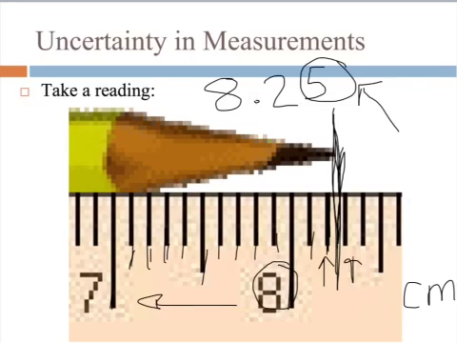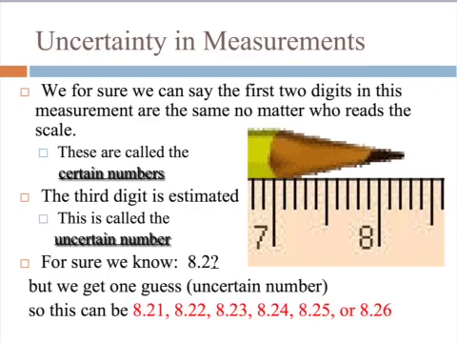Whatever you want to make it, you can make it. If you saw 8.29, that's fine. Do whatever you'd like in that spot. That is your judgment call. So in other words, for sure we can all say that the first 2 digits in the measurement are the same no matter who reads the scale. Therefore, those digits are called the certain numbers, right? And that was the 8.2. We're certain about that. The third digit we said is the estimated one. Therefore, we call that an uncertain number or an estimate. So like we said, you could have 8.21, 8.22, 8.23, 8.24, etc.